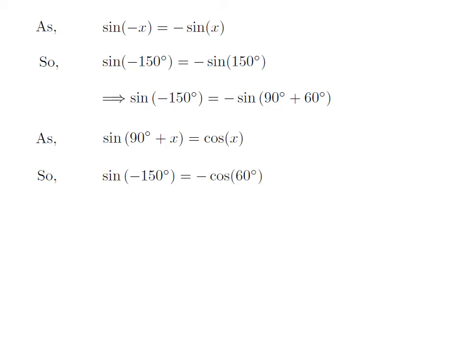Let us apply the above identity for sine of 90 degree plus 60 degree. Here x is 60 degree. So sine of minus 150 degree is equal to minus cosine of 60 degree. We know the value of cosine of 60 degree is half. So we get the value of sine of minus 150 degree is equal to minus half.